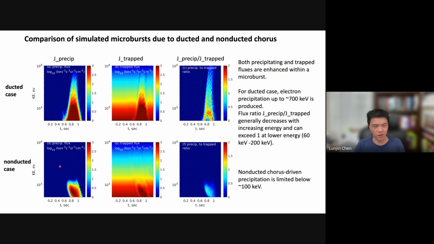relativistic electrons. Therefore, for the non-ducted case, the electron precipitation is limited only to about 100 keV, and the flux ratio is relatively weak because of the reduction of the wave power due to the obliqueness of the chorus wave during the propagation.